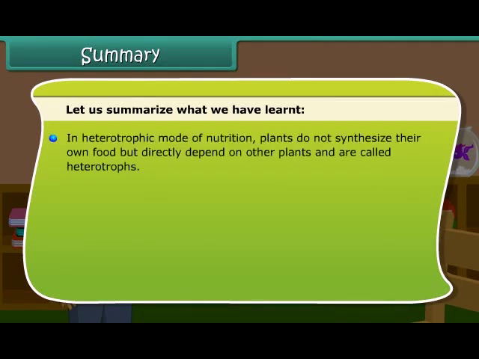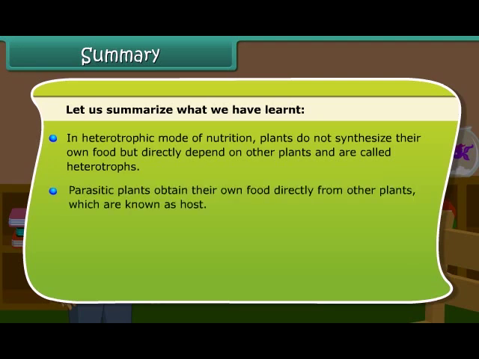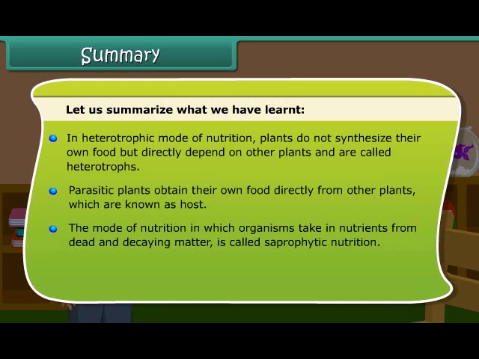In heterotrophic mode of nutrition, plants do not synthesize their own food, but directly depend on other plants and are called heterotrophs. Parasitic plants obtain their food directly from other plants, which are known as host. The mode of nutrition in which organisms take in nutrients from dead and decaying matter is called saprophytic nutrition.